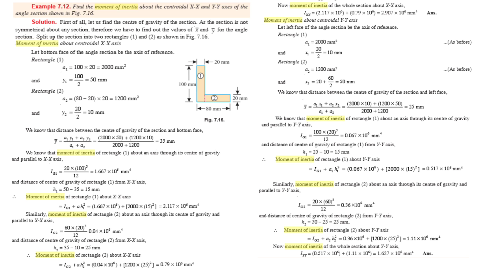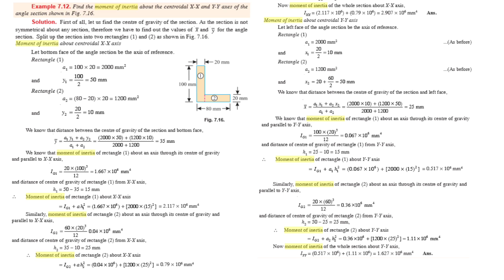We know that the moment of inertia of rectangle section 1 about an axis through its center of gravity and parallel to the y axis, Ig1, is equal to h b cube divided by 12. Here h is equal to 100 mm for section 1, so breadth is equal to 20 mm. So h b cube divided by 12 is equal to 0.067 × 10⁶ mm⁴.